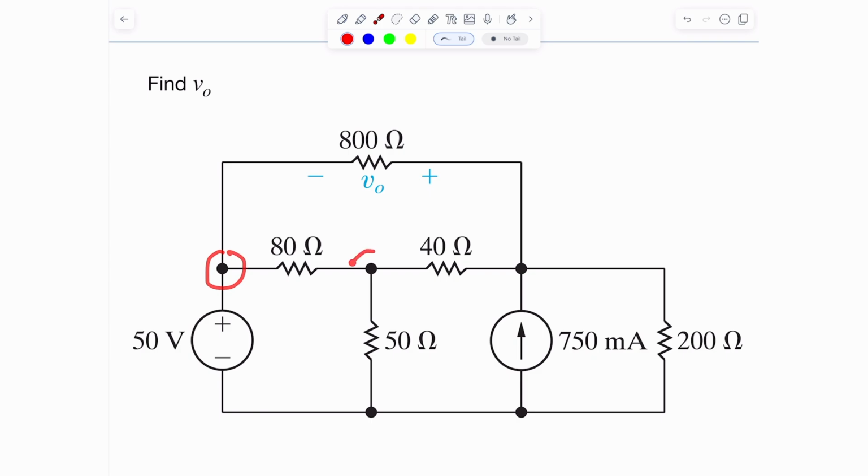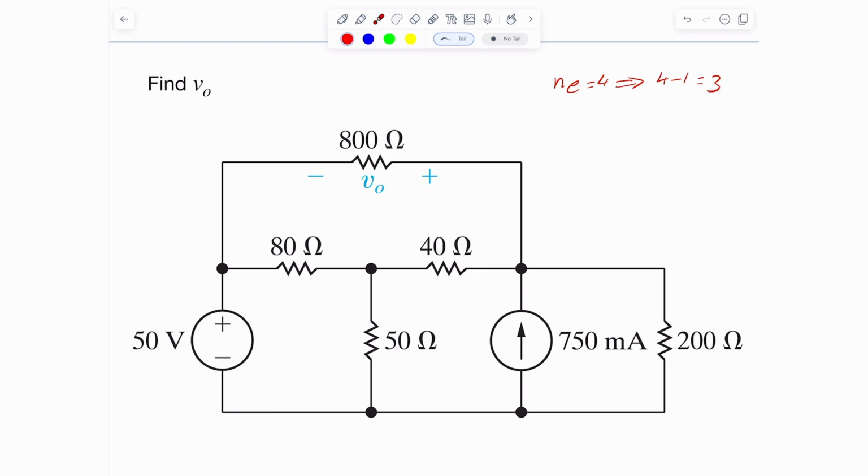This is an essential node. This is an essential node. This is an essential node. So I technically have 1, 2, 3, and 4 essential nodes. So the number of essential nodes, I'm going to write it in here, is 4. That means I need pretty much 4 minus 1 equations, at least 4 minus 1 equations, okay?